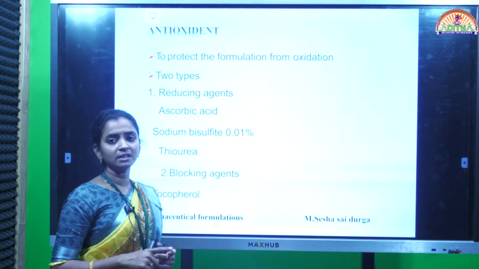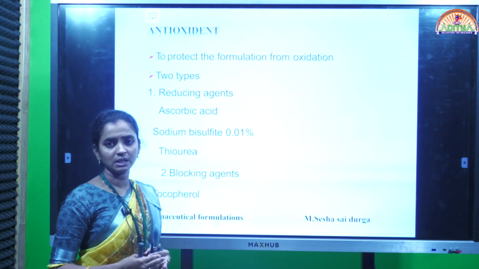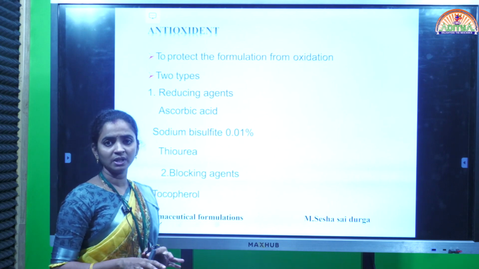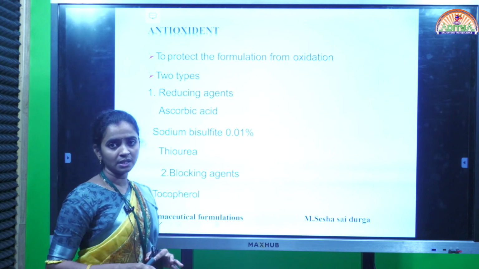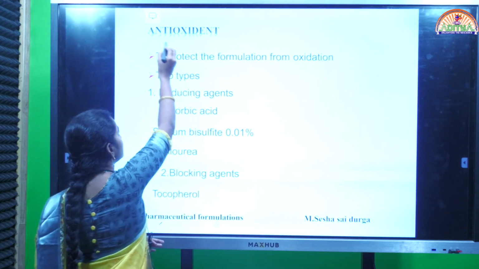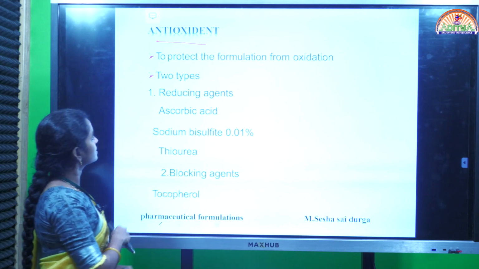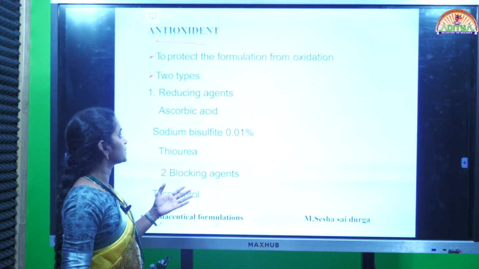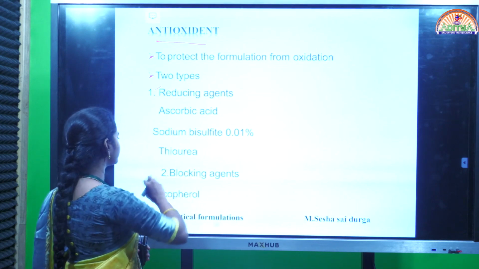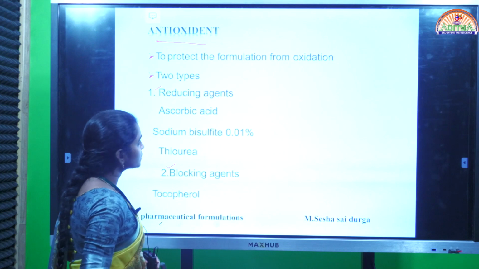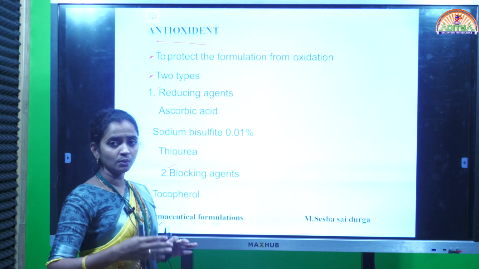If there is any reaction taking place in the product, it is a sign of degradation, either hydrolysis or oxidation. Anything happening in the product leads to some degradation of the drug. To avoid all such conditions, we include antioxidant agents. What are the examples? Two types of antioxidants are generally used: first, reducing agents, and next, blocking agents.